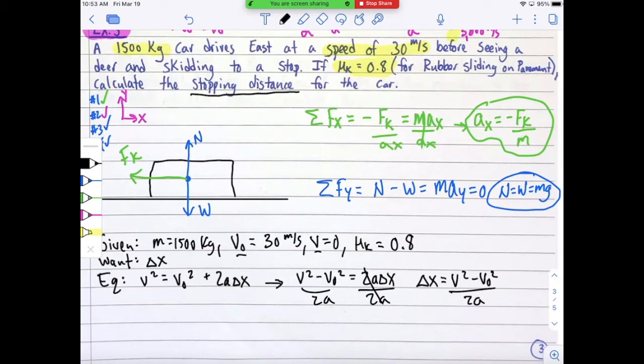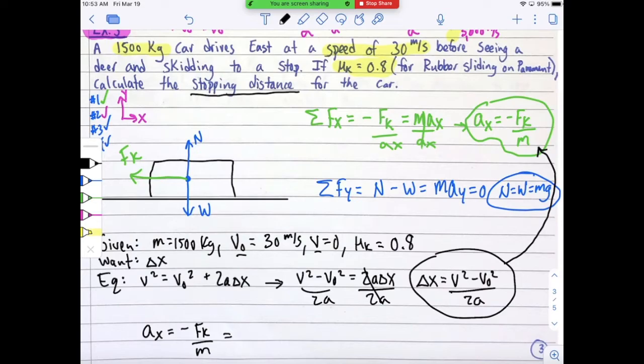And we look and we're like, oh, for our givens, we have v, yep. We have v0, yep. Oh, a, we don't have a. So we're like, okay, it'd be nice to be able to get the acceleration of our car. So we're going to come back up here and look at this equation. And we actually do have an equation to get a. So I'm going to do a little side venture down here: a_x is equal to negative fk over m.